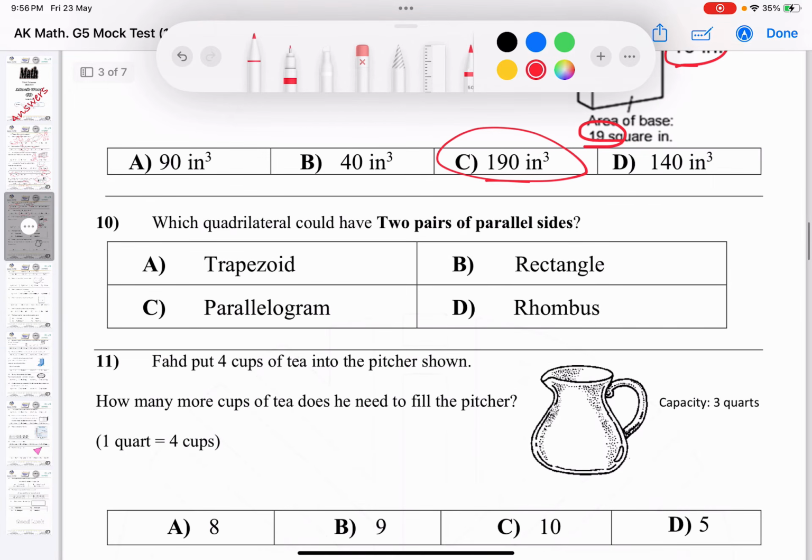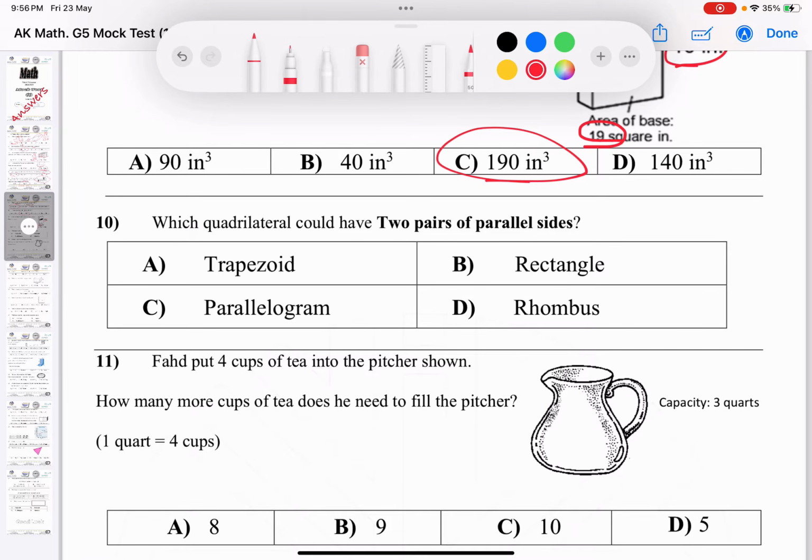Now, quadrilaterals and their properties. Which quadrilateral could have two pairs of parallel sides? Two pairs of parallel sides. Of course, two pairs of parallel sides are found in the parallelogram and its special cases. I have here parallelogram, square, rhombus, rectangle, all of them contain two pairs of parallel sides.